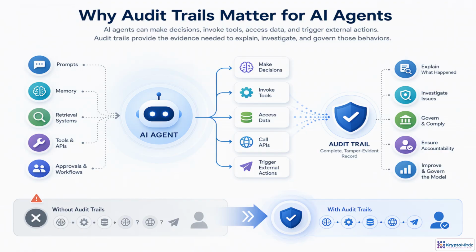An AI agent rarely acts in one place. It may combine a prompt, stored memory, retrieved documents, tools, APIs, and approval steps before taking action. That chain is powerful, but it also creates risk. If something goes wrong, you need to know what the agent saw, what it decided, which tool it used, and who approved it. A secure audit trail turns that activity into evidence. It supports incident investigation, compliance reviews, user accountability, and governance. In practice, agent logs are not just operational telemetry, they are security records.